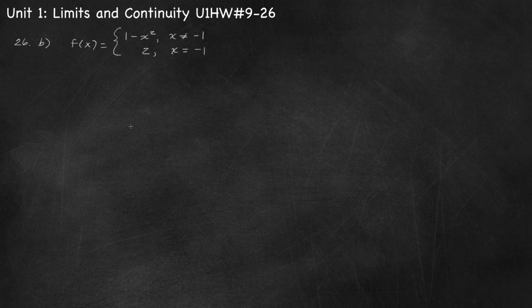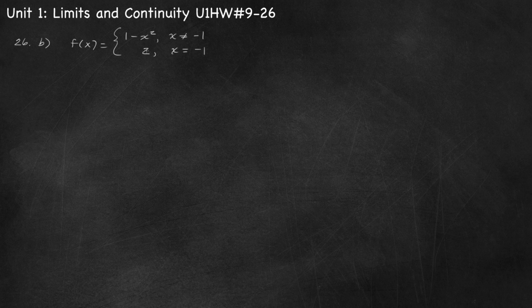Part B, same instructions. At what point C does the limit of f as x approaches C exist? So we have another piecewise function here. It's defined a little bit differently. The function is equal to 1 minus x squared when x is not equal to negative 1, and the function is equal to 2 when x is equal to negative 1.